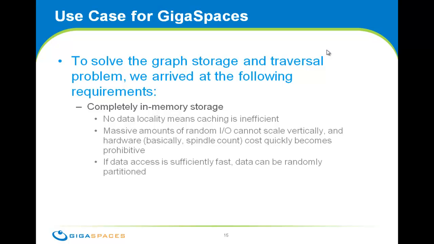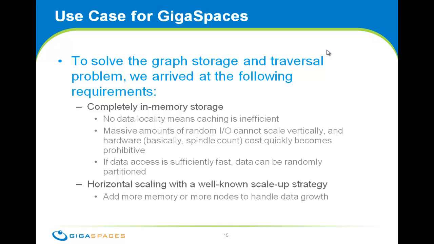If data access is sufficiently fast, I mean, if you can bring latency down from milliseconds to microseconds, you basically can ignore the problem of how to partition the data, because random I/O no longer becomes an issue. Also, we need a very, very clear scale-out strategy. We decided on the strategy of adding more memory or more nodes to handle additional data, and adding more CPUs or additional physical nodes to handle load.